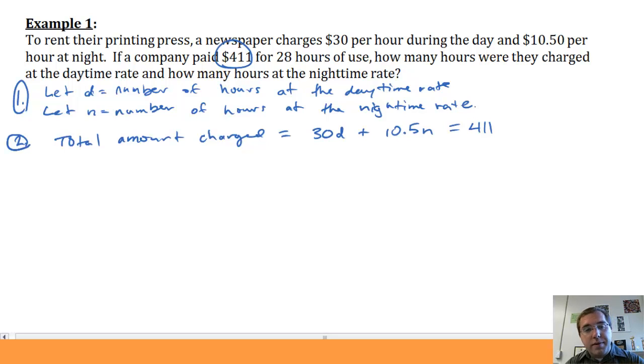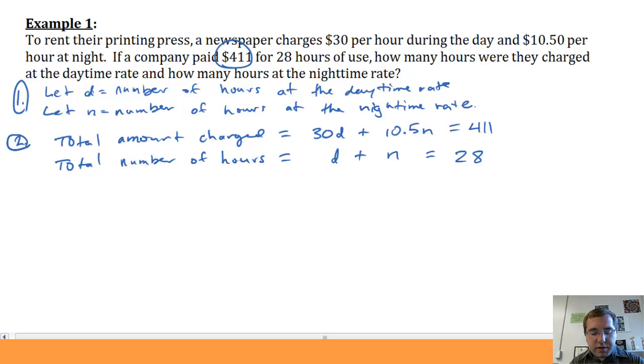So that's one equation. Now we need another equation. We know that total, they've used 28 hours of use. So what can we say about the total number of hours? Total number of hours would be the amount that they used during the day plus the amount that they used at night, D plus N. And that is 28. So we ended up with two equations.